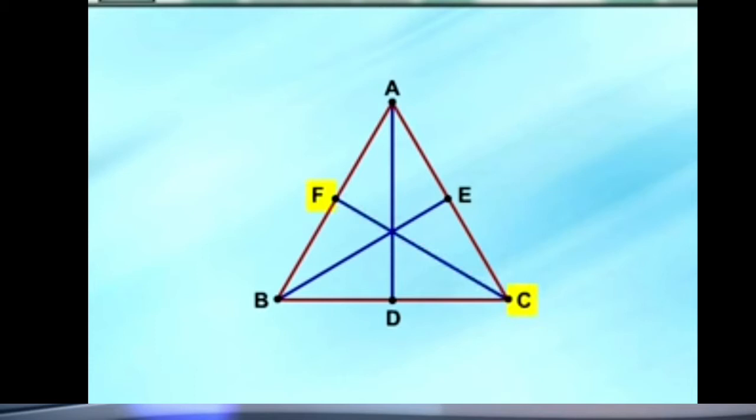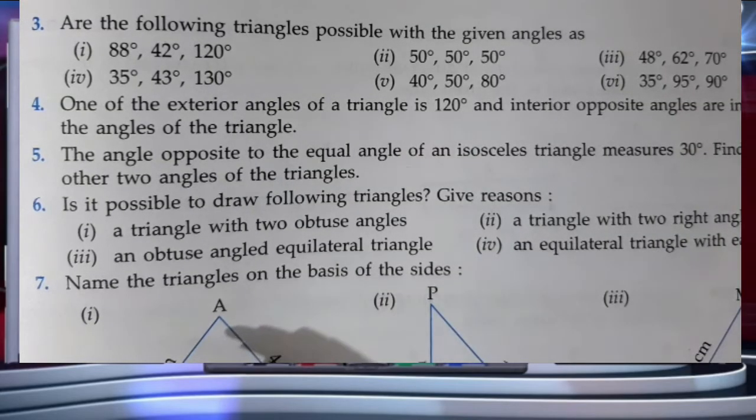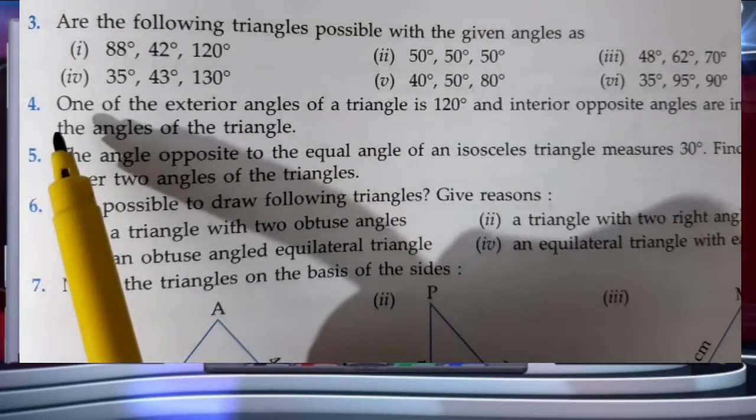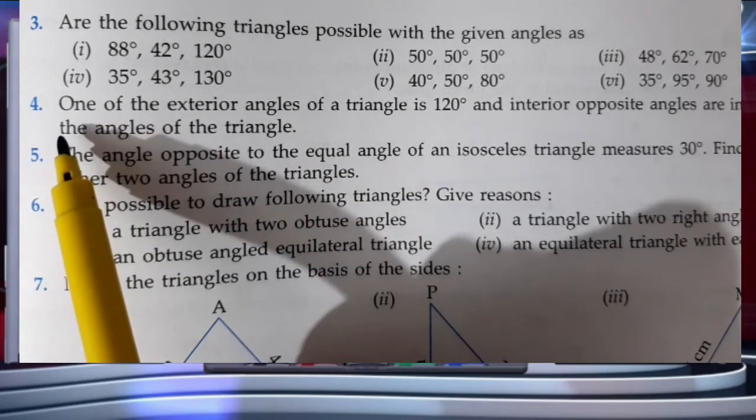Now, these line segments, that is AD, BE and CF, are the medians of triangle ABC. So, we can draw three medians of a triangle. You can see these are the three medians of a triangle. Now we will do exercise 11.2, question number 4.